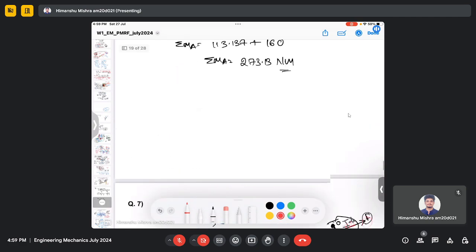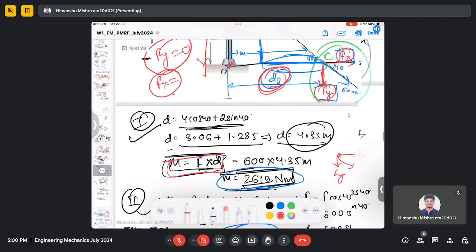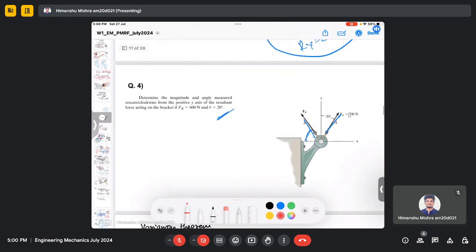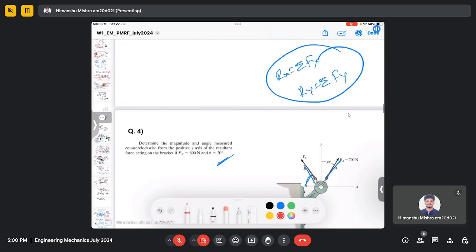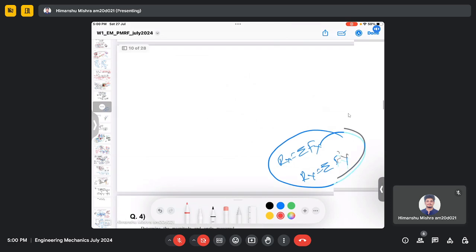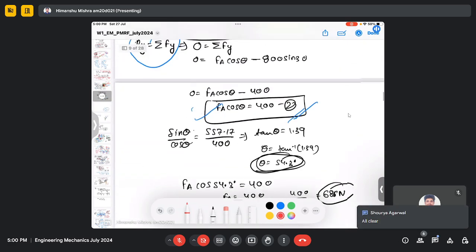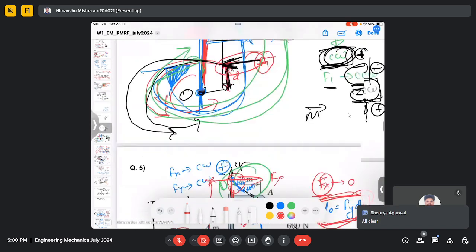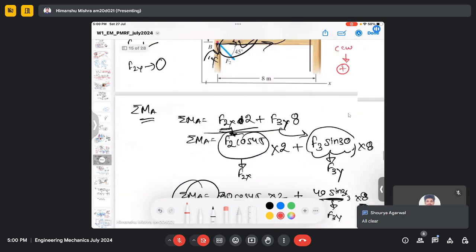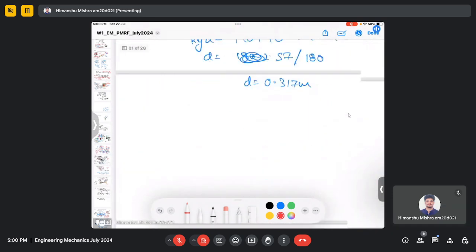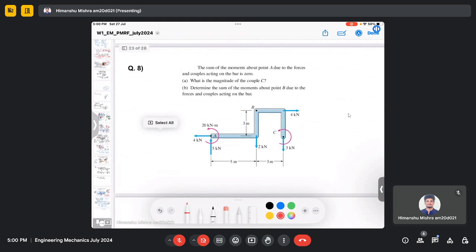So, any doubt in any of the problems that we have discussed, or in any of the concepts that we have discussed, how to calculate the moment or how to calculate the component of forces and all. So there is still one more problem left here. It's a pretty straightforward problem again. And whatever we have discussed in this class, you just need to use the same concept here.